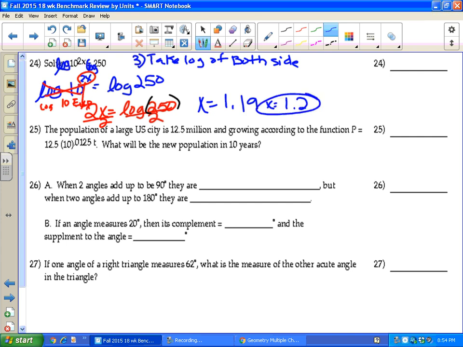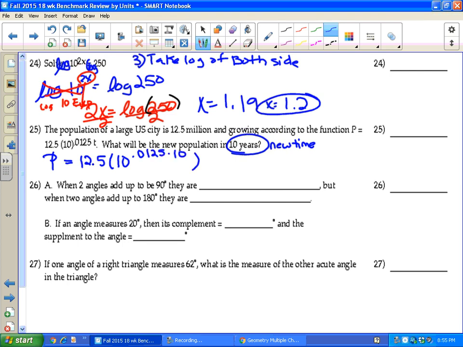All right. Population of a large U.S. city is 12.5 million and growing according to the function. What will be the new population in 10 years? So what I'm asking you, and I'm giving you a new time. I have a t here, so basically I'm just going to substitute in. The population starts at 12.5 million. It multiplies times 10 to the 0.0125, that is supposed to be an exponent, times 10 years.